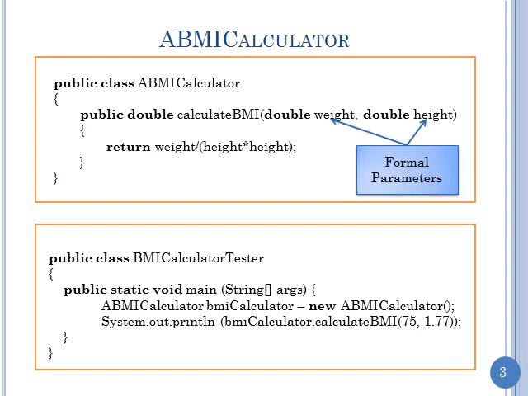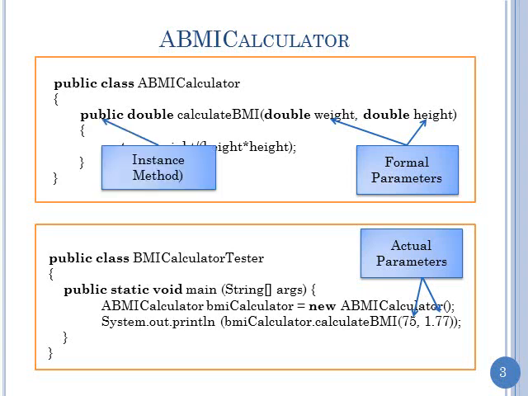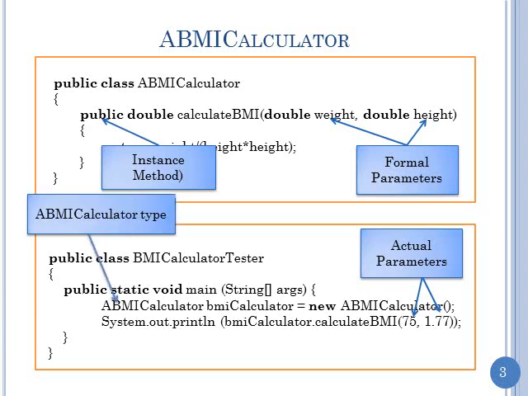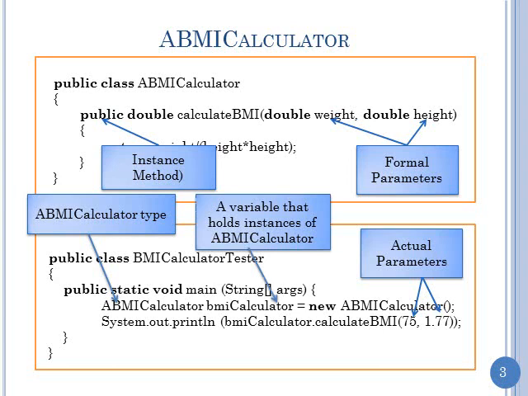So let's see. Formal parameters, just as we mentioned, actual parameters, and at method invocation time, the actual parameters get assigned to formal parameters. And this is an instance method, no static. And this is the type, just as I said, and a variable that holds instances of a BMI calculator. Any questions?